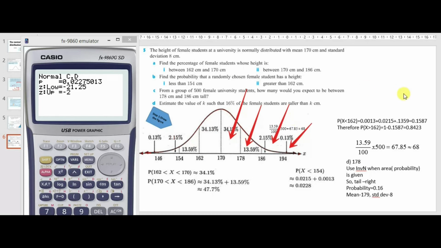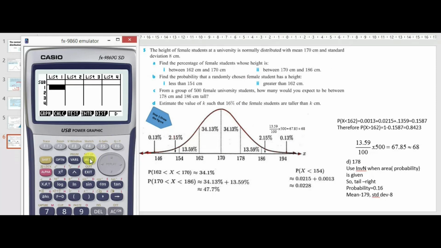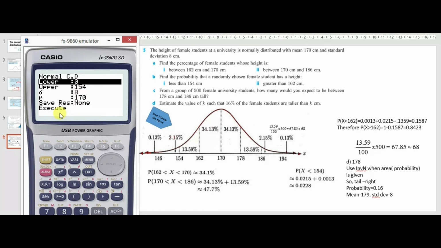What I try to do in this example is I try to find out what is to the left of this desired height, and then 1 take away that answer gave me the final answer. So let's see how to calculate using the calculator. I go to stats, to distribution, normal, CD. Now what I do is, let me try this out. Let me work out what is to the left, and then 1 minus that answer should give me the value, or I can do it the other way around.